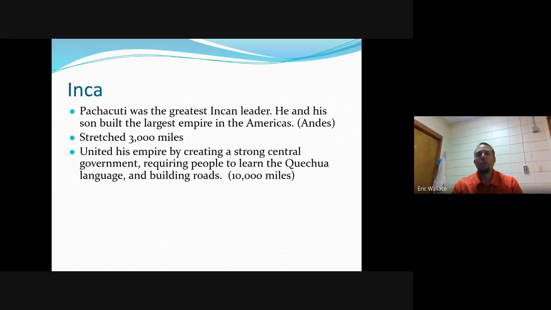In order to unify all the people, because like I said, that's a large area, Pachacuti created a very strong central government. He required everybody in the empire to learn Quechua, which was the Incan language. So everybody spoke the same language in the Incan Empire. He had 10,000 miles of roads built throughout the empire, connecting the entire empire throughout all of the Andes Mountains. And I'll show you a picture of those roads here in just a minute too. Not quite like the roads we know today.